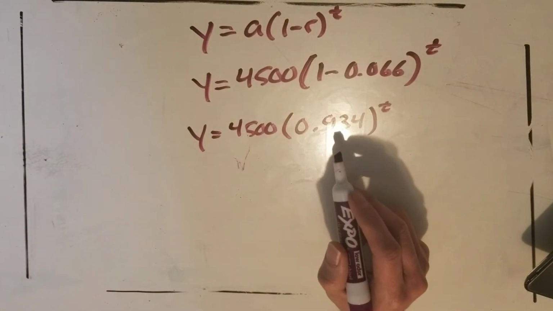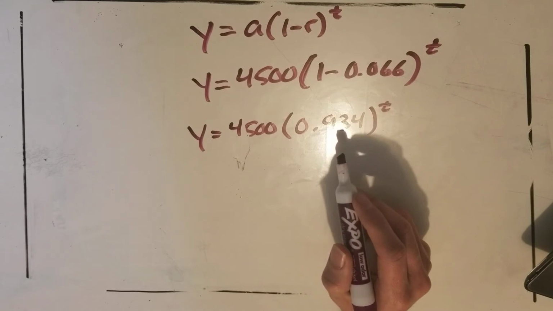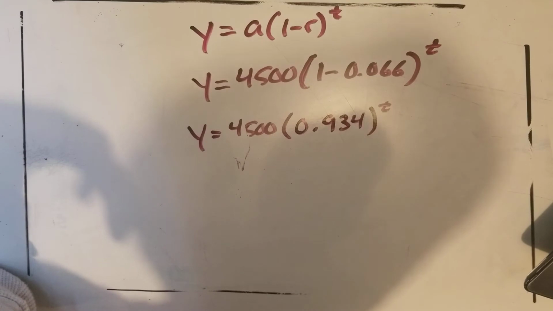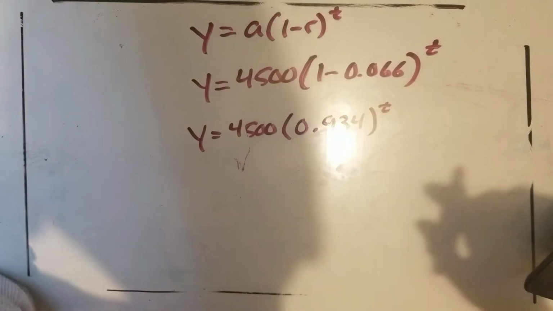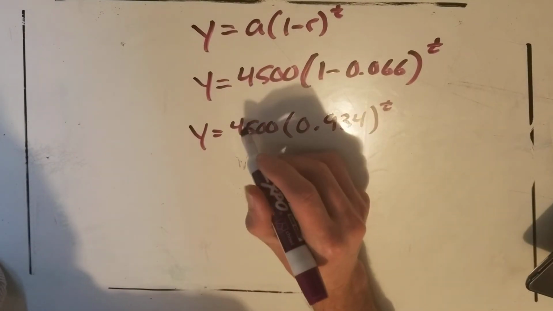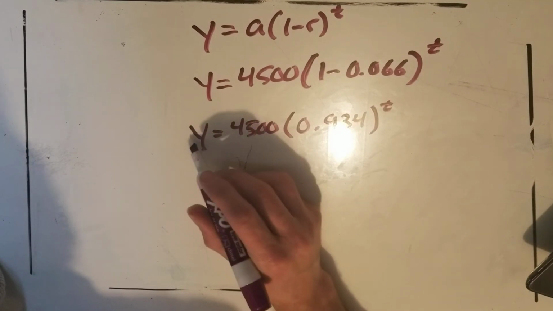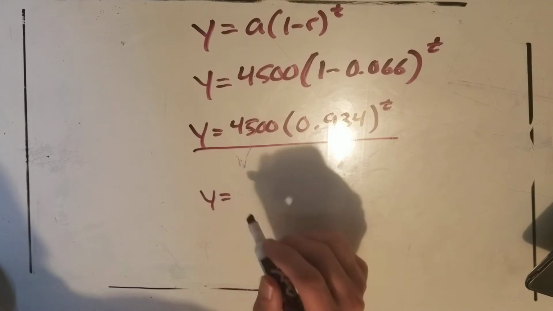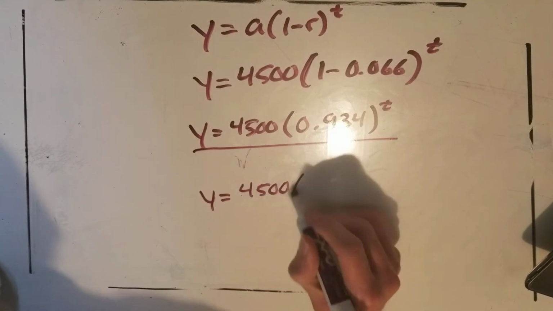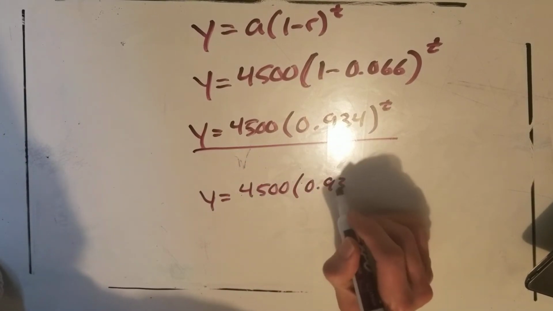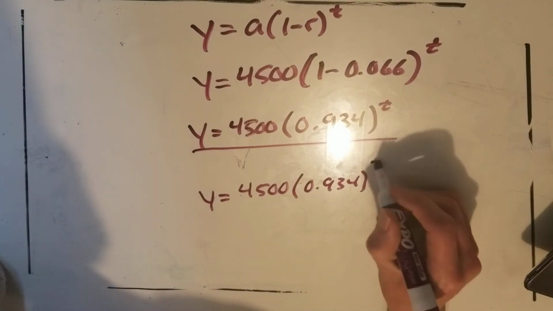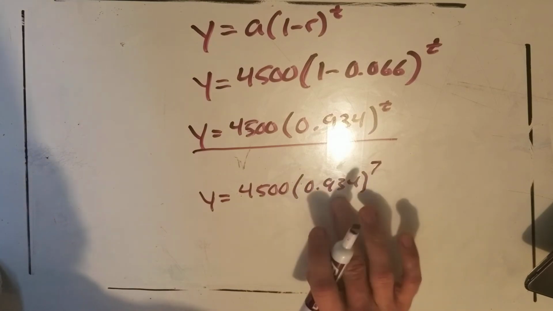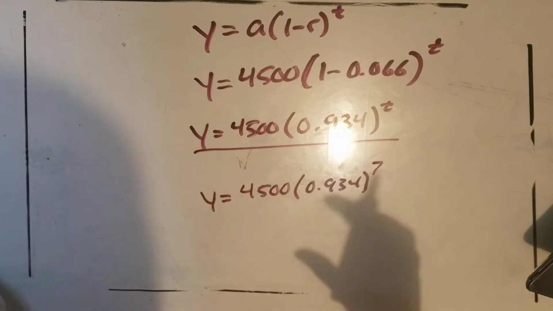So now we just need to substitute in what we know to try and find out how much air we have after 7 days. So we want to find out y after 7 days. So we'll use this: y equals 4,500 times 0.934 to the 7th power, because that's how many days have gone by, so many times we're losing our 6.6%.